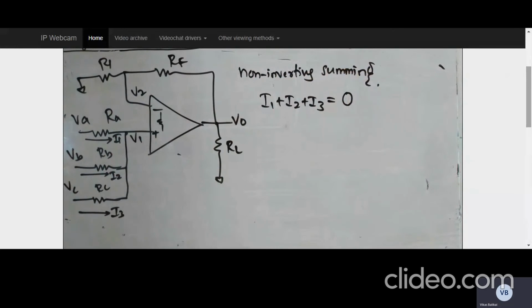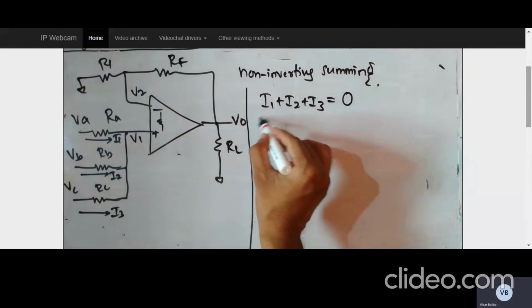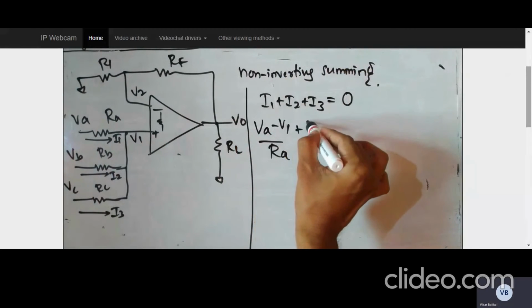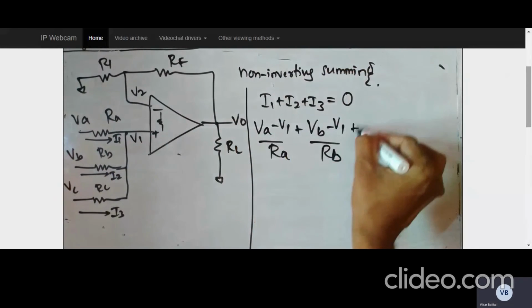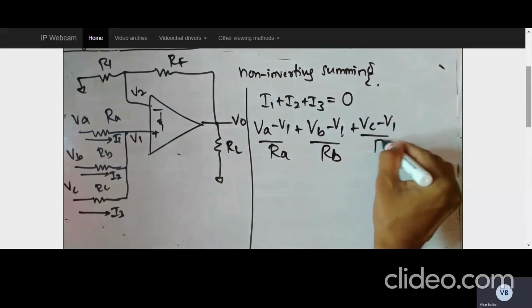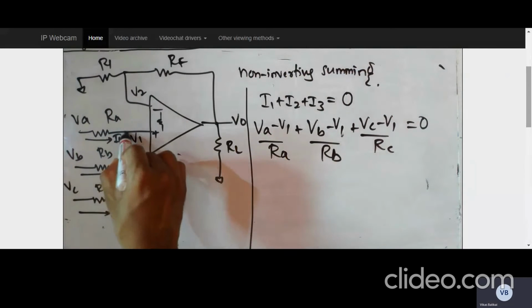Now let's try to express the currents in terms of voltages, the way we did for the inverting configuration. So I1 can be written as (VA minus V1) by RA plus (VB minus V1) by RB plus (VC minus V1) by RC. So this is equal to 0. Now I know VA, VB, and VC, because they are the input voltages which are in my control. What about V1? I don't know the value of V1.